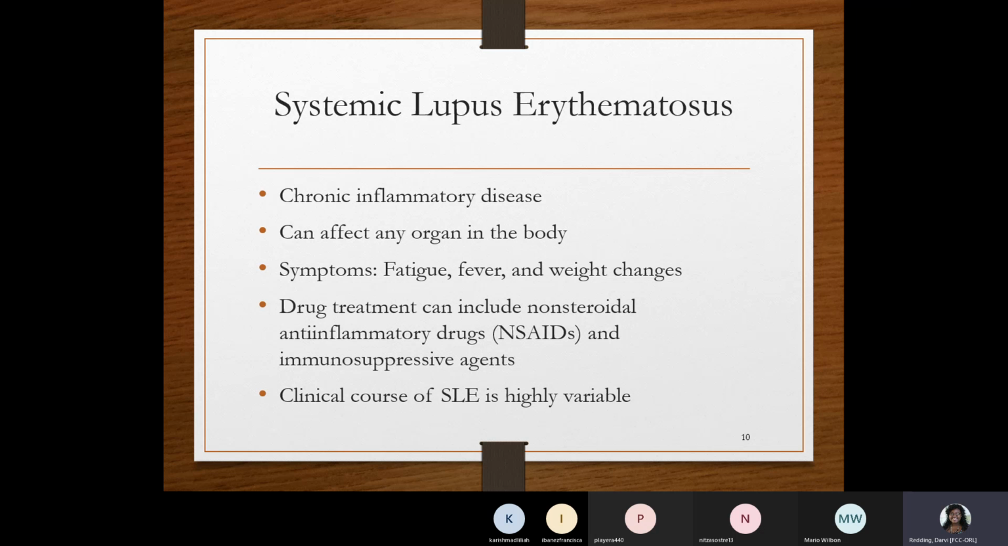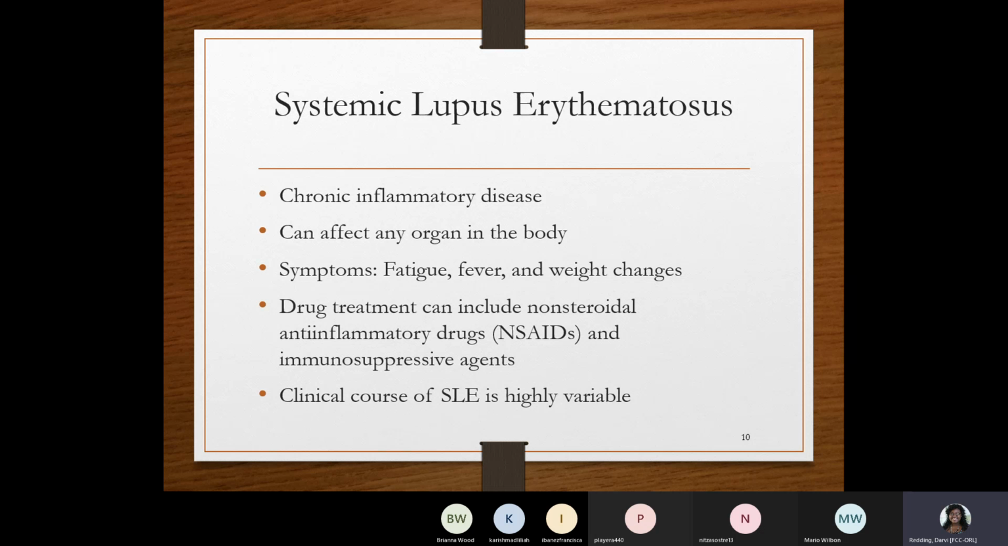Some of the symptoms of SLE include fatigue, fever, and weight changes. Now, the drug treatment could include NSAIDs, which stands for non-steroidal anti-inflammatory drugs, and other medications that could be used would be immunosuppressive agents. There is a clinical course of SLE, which is highly variable.